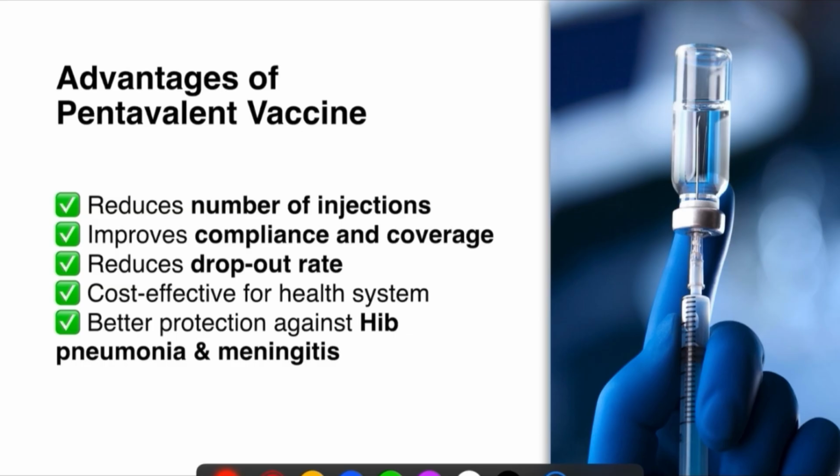So the advantages of pentavalent vaccine include the reduced number of injections, improved compliance and coverage, and decreased dropout rate. It is cost effective for the health system also, and earlier we were not including the Hib vaccine in the UIP. So its inclusion protects against the pneumonia and the meningitis which are caused by Haemophilus influenzae type B.